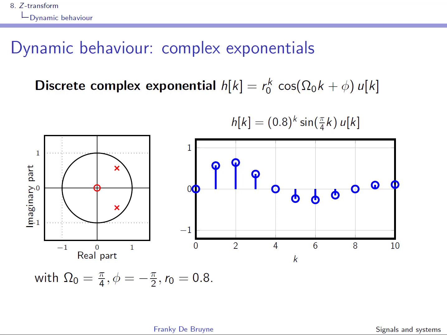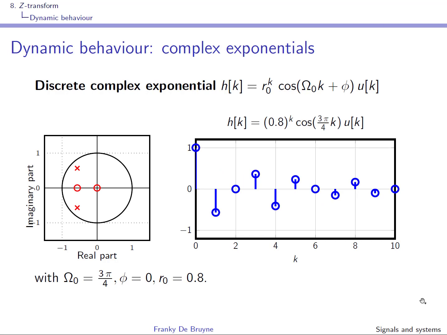It's just a question of changing the zeros, and this has an influence on the phase shift. But again, this 0.8 is making sure that the signal is converging to 0. So here we have come back to this cosine example. The radius r0 has remained the same, but the discrete frequency has now changed to 3 pi over 4, and you see that you have a higher frequency in the signal.